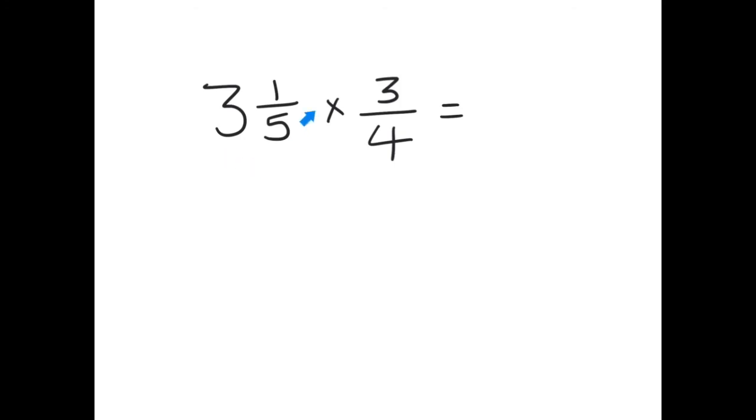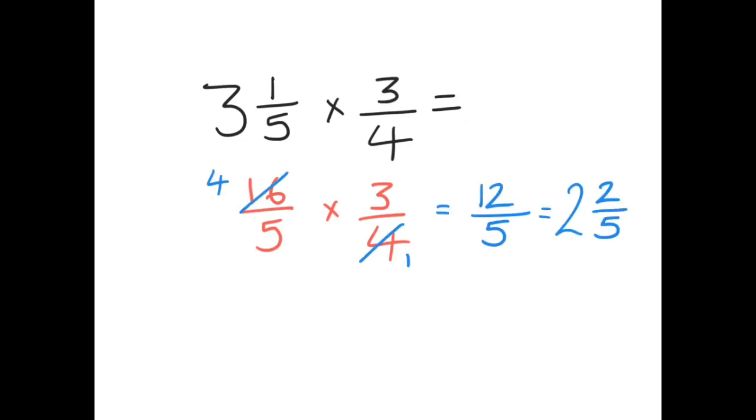Next one, 3 1/5 times 3/4. So we're going to start off by making our mixed number into an improper fraction. 3 times 5 is 15, add the 1 is 16. We have 16 fifths multiplied by 3/4. And now we have got some opportunities to cancel down. 4 and 16, of course, have a common factor of 4. 4 divided by 4 is 1. 16 divided by 4 is 4.